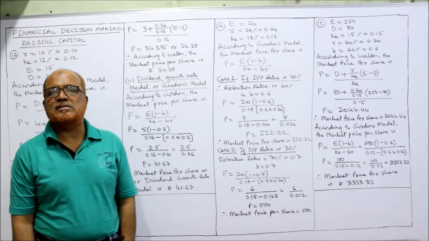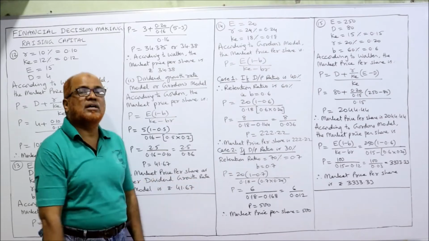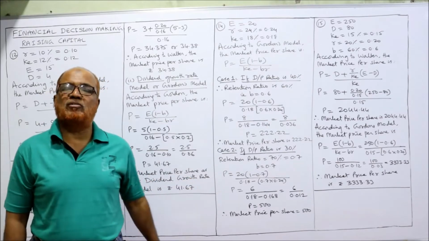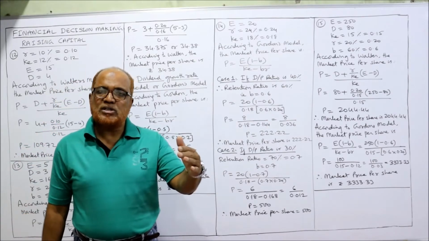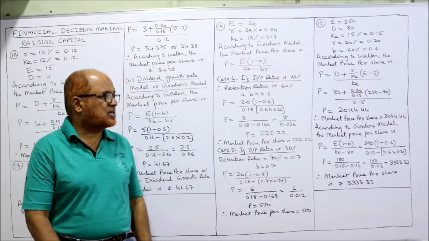222.22, that is the market price according to Gordon's model. Now, if the DP ratio is 30%, the second situation given in the problem, the retention ratio is 70%, 0.7.